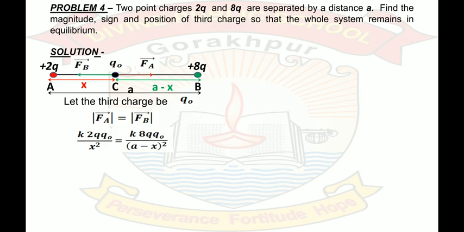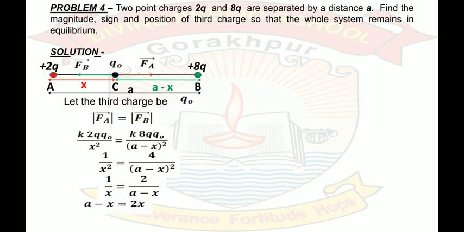Now some things cancel out. k will cancel out, q will cancel out, q naught will cancel out. 2 will go into 8 four times. So we have 1 upon x square is equal to 4 upon a minus x whole square. If we take the square root, 1 upon x is equal to 2 upon a minus x. If we cross multiply, a minus x is equal to 2x, and if we solve it, then x is equal to a by 3. Okay, so this is the first part of the question where the equilibrium of only the third charge is discussed.